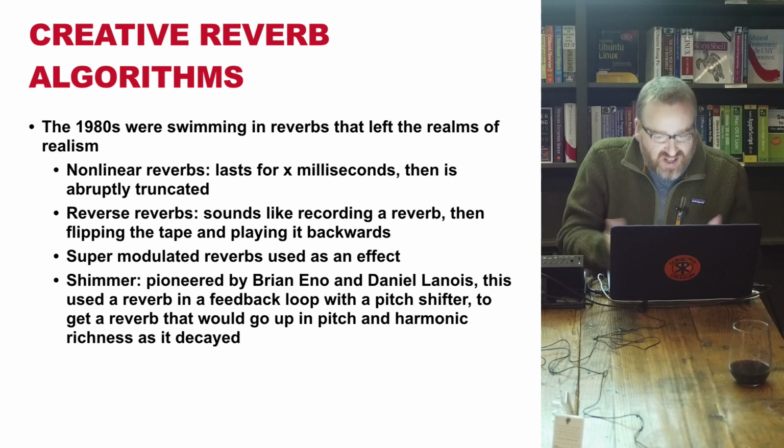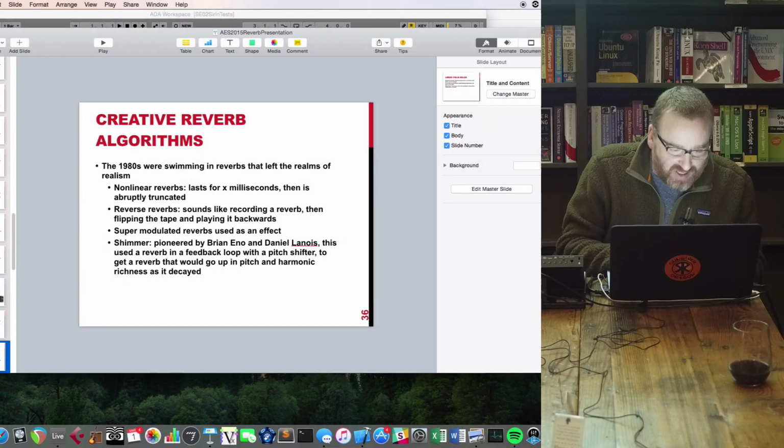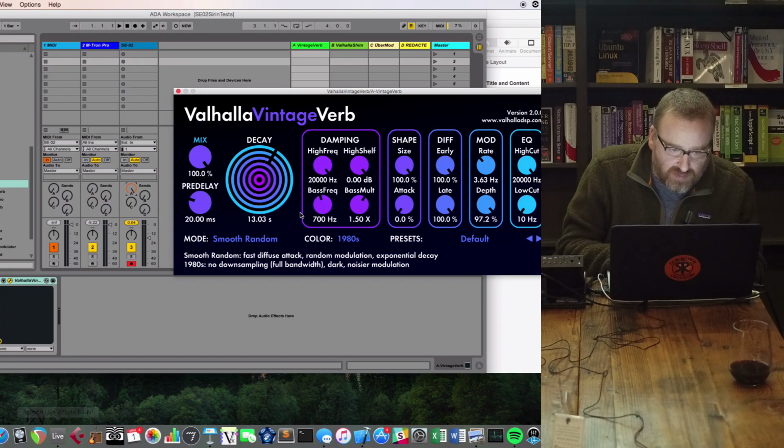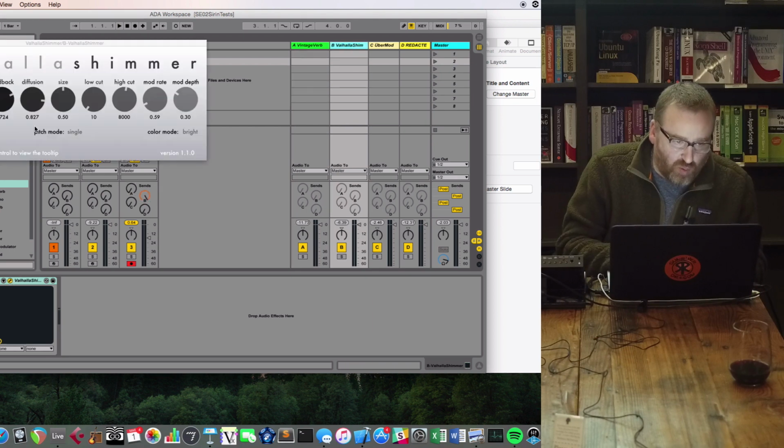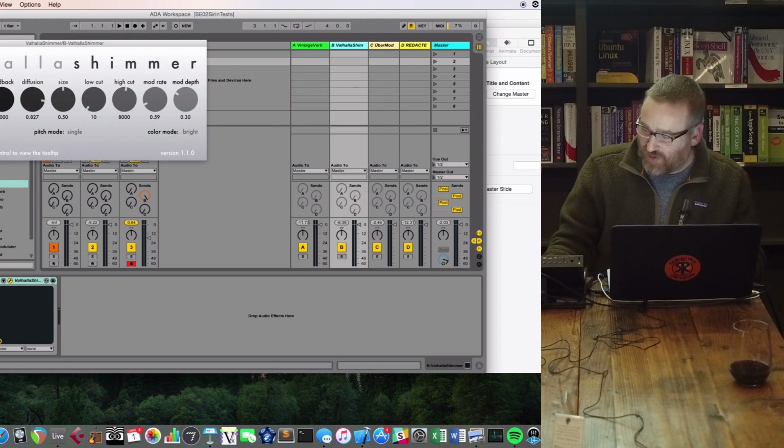Super modulated reverbs. And then there's shimmer, which is a reverb in a feedback loop with a pitch shifter. And that, let's see, that's easy to show. I have a product that does that. So without the feedback, it's just a really long reverb.